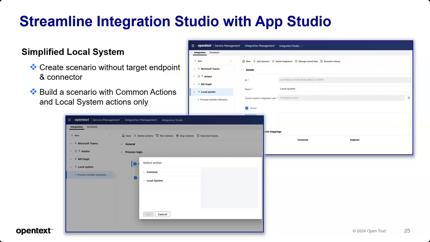The first one being the streamlining of the Integration Studio with the App Studio. With the previous release, every time you wanted to run an iteration, you had to create an endpoint, then connect to that endpoint, and then call the common actions and local systems. Now, with the current release, we've simplified it and you do not need to create an endpoint anymore when you're trying to run an iteration within the Application Studio. This immensely helps in simplifying how you leverage an Integration Studio scenario from your App Studio.